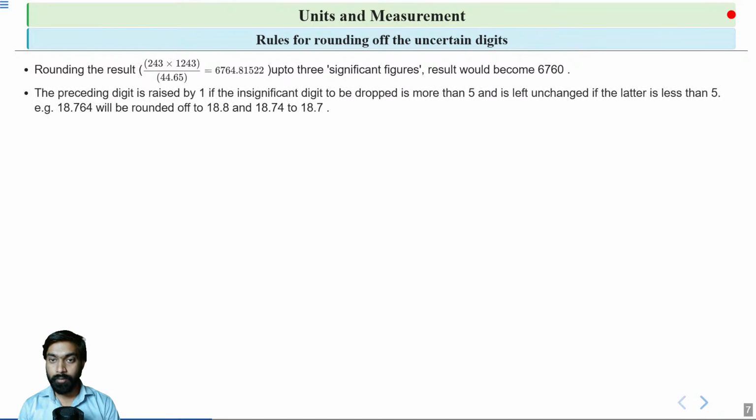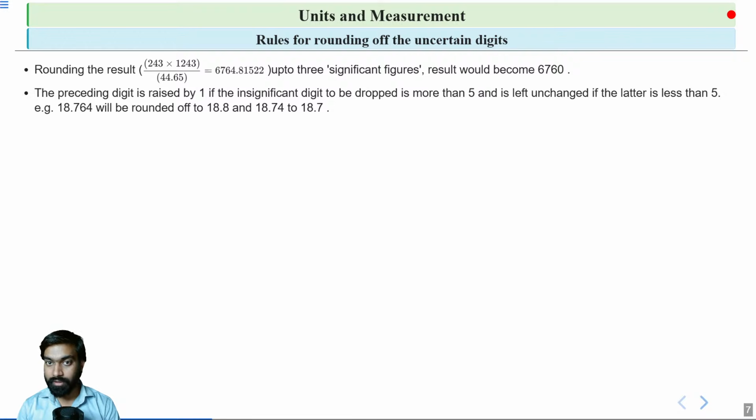When you round off a number, you look at its insignificant digit, the digit to be removed. If the insignificant digit is greater than 5, like 6, 7, 8, 9, then the preceding digit is increased by 1. Let's take an example: in 18.764 you need to remove 6, which is greater than 5. Therefore 7 is increased to 8. The number becomes 18.8.